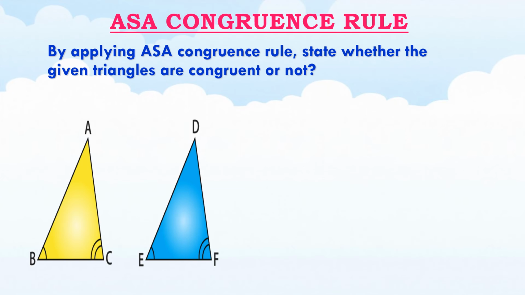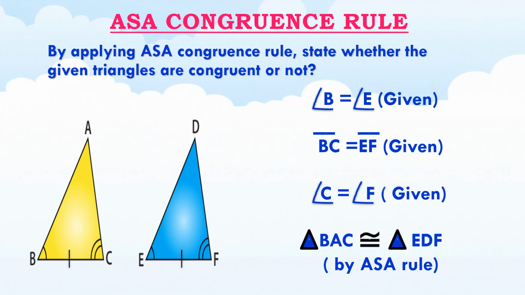Let's move on. So here, by applying ASA congruence rule, you have to check whether these two triangles are congruent or not. So what do you do over here? First of all, see, here angle B is equal to angle E. Okay, given. BC is equal to EF, given, and angle C is equal to angle F, given.